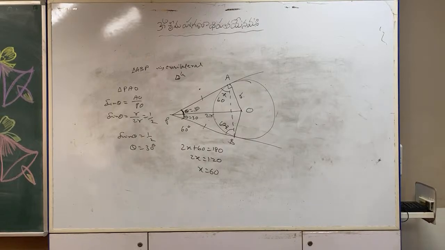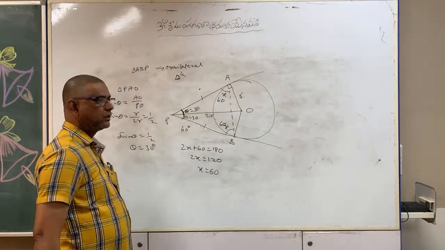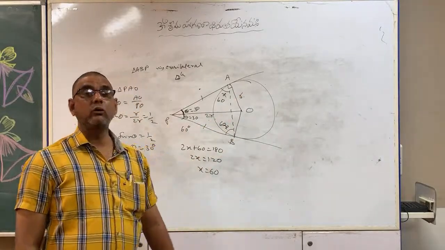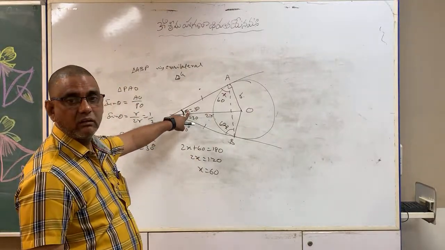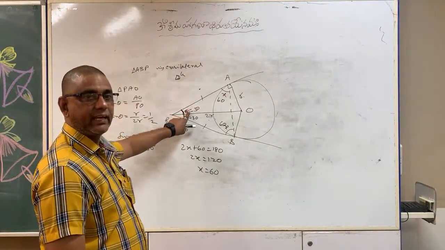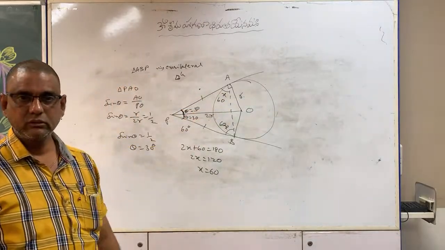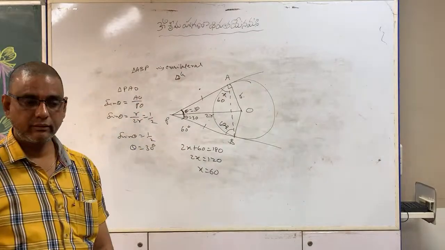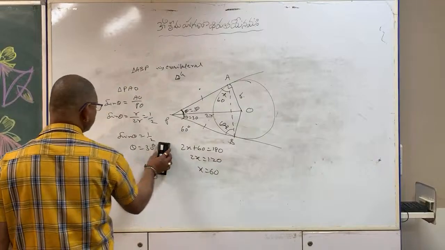Understand, children? Remember again: AO is radius. Given PO is equal to diameter, we need to find this angle. With respect to this angle, this is the opposite side and this is the hypotenuse, so we need to apply sin theta. Okay? Next question.